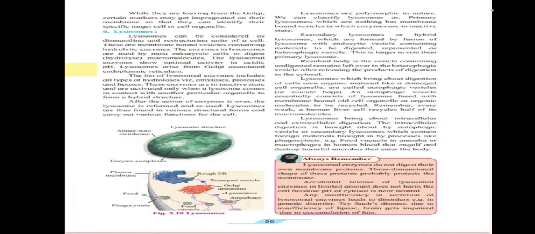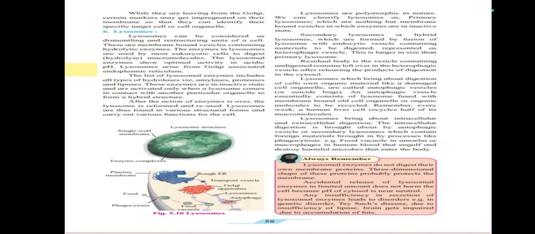We can classify lysosomes as primary lysosomes, which are membrane-bound vesicles in which enzymes are in an inactive state. Secondary lysosomes are hybrid lysosomes, which are formed by fusion of lysosomes with endocytic vesicles containing materials to be digested. They are represented as heterophagic vesicles. This is larger in size than primary lysosomes.